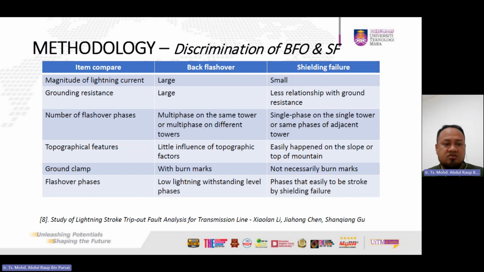Number four is topographical features. For back flashover there is little influence, but shielding failure easily happens on a slope or the top of a mountain. On the ground clamp, we can see burn marks for flashover, but not necessarily for shielding failure. And the last one is the flashover phases: for back flashover, a low lightning strike distance level, and for shielding failure, phases that are easily struck.